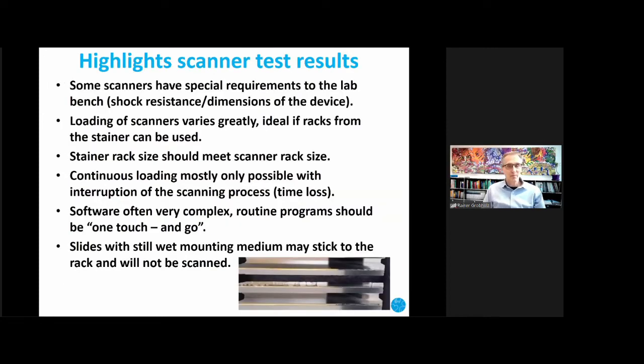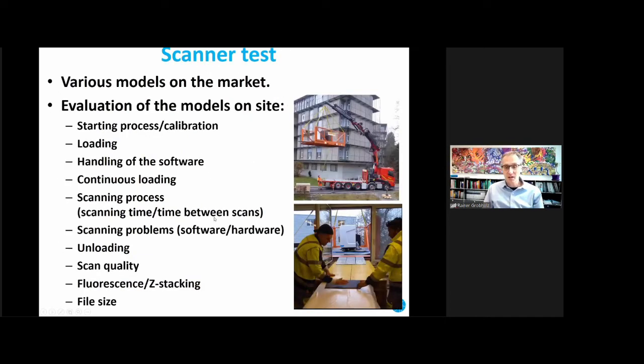So we tested 4 various scanners in 2018. At that time, we had probably the up-to-date models in our lab. And we were really surprised that some scanners have special requirements, and these needs have to fit the environment of your lab. In terms of shock resistance, is a regular bench in your lab enough, or do you need special shock-resistant tables? The dimensions of the device are really a big point.